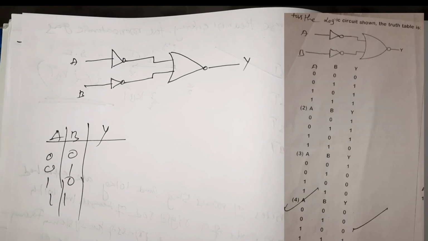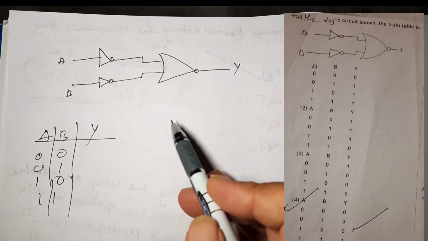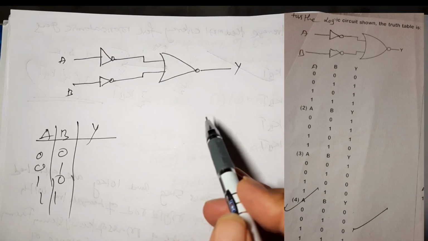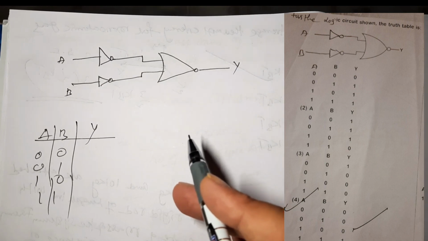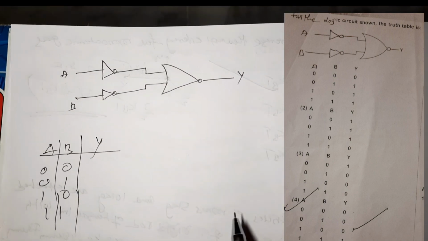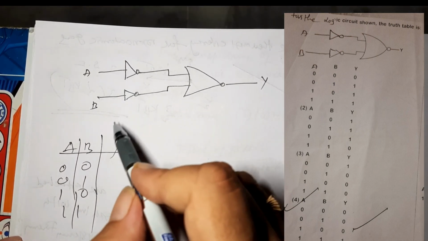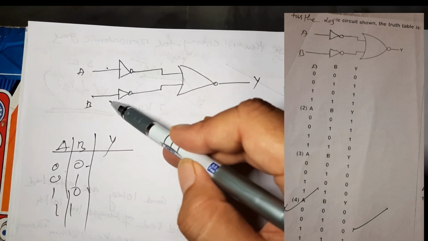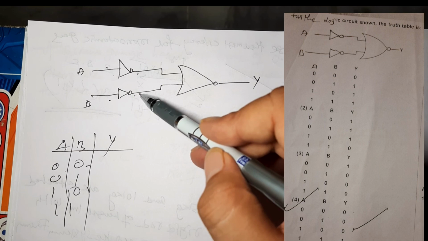So next, let us solve another question. They ask, find the correct truth table of the circuit. 4 options are given in the question. So we choose the correct option. These are the 2 NOT gates. This is a NOT gate. So let us give inputs to A and B. A is 0, B is 0. This 0 becomes 1, and this 0 becomes 1.